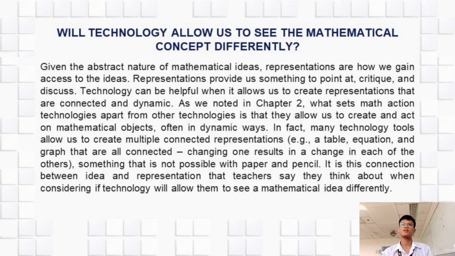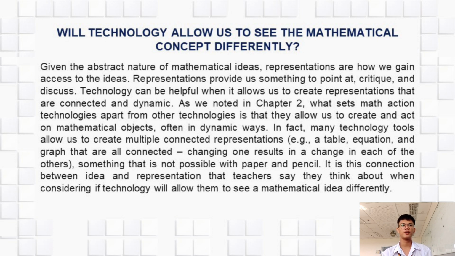Will technology allow us to see mathematical concepts differently? Given the abstract nature of mathematical ideas, representations are how we gain access to the ideas. Representations provide us something to point at, critique, and discuss. Technology can be helpful when it allows us to create representations that are connected and dynamic. As we noted in Chapter 2, what sets math action technologies apart from other technologies is that they allow us to create and act on mathematical objects, often in a dynamic way.